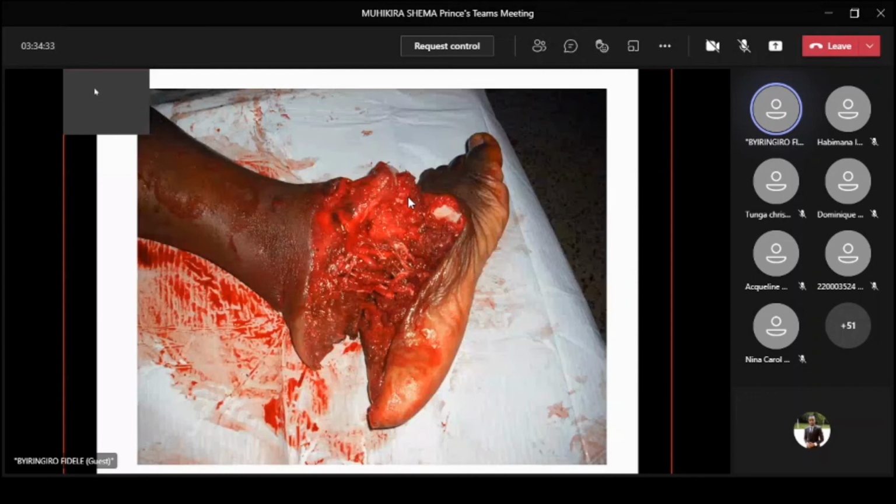That's what we call controlling massive bleeding. So if you receive such a patient with an isolated crush wound of the leg, you first control the bleeding.